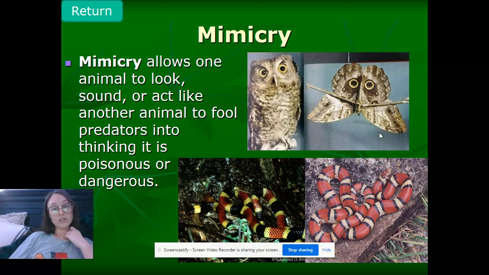So far we have structural adaptation and protective coloration or camouflage. And the last one we're going to do today is mimicry. Can you say mimicry? Let's say it in a really high pitched voice 3 times. Mimicry, mimicry, mimicry. Okay. Now let's say it in a really, really deep voice 3 times. Mimicry, mimicry, mimicry.